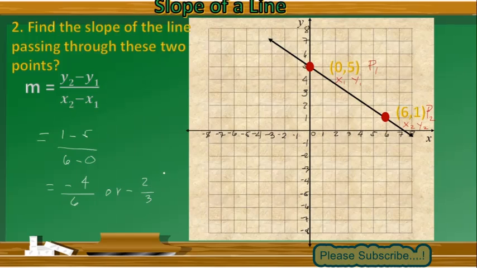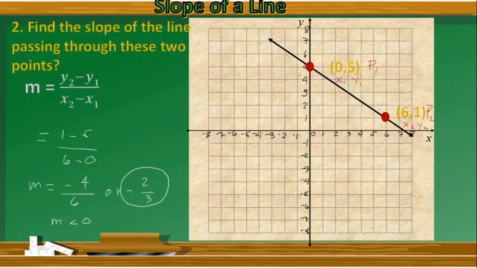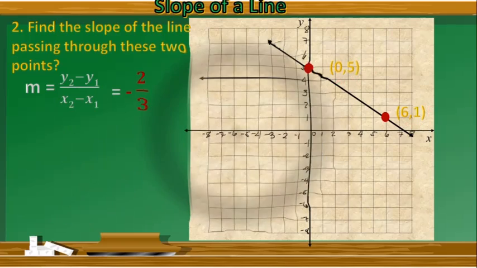This is our slope for this graph, which means that when your m is less than 0, our answer is less than 0 because this is negative 2/3. So this means that the graph will look like a decreasing graph from the left to the right. So as you can see, this is a decreasing graph. Next problem.